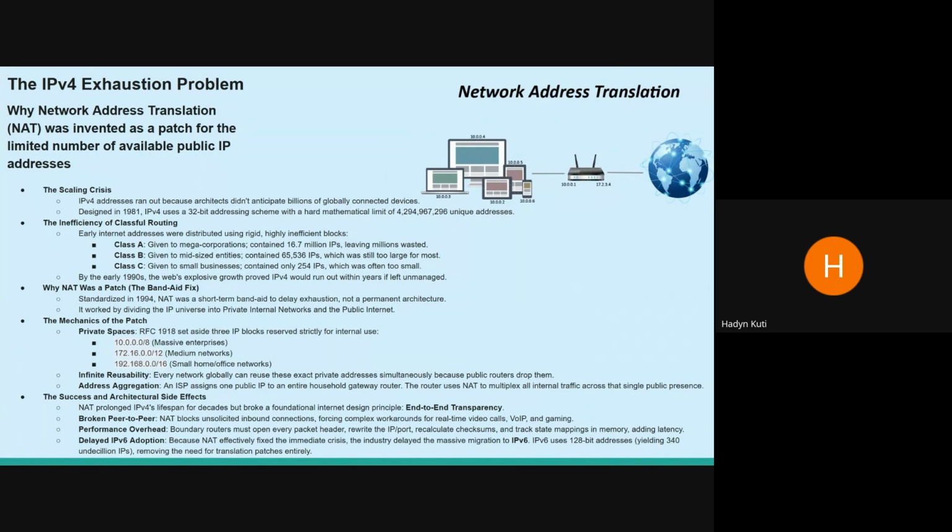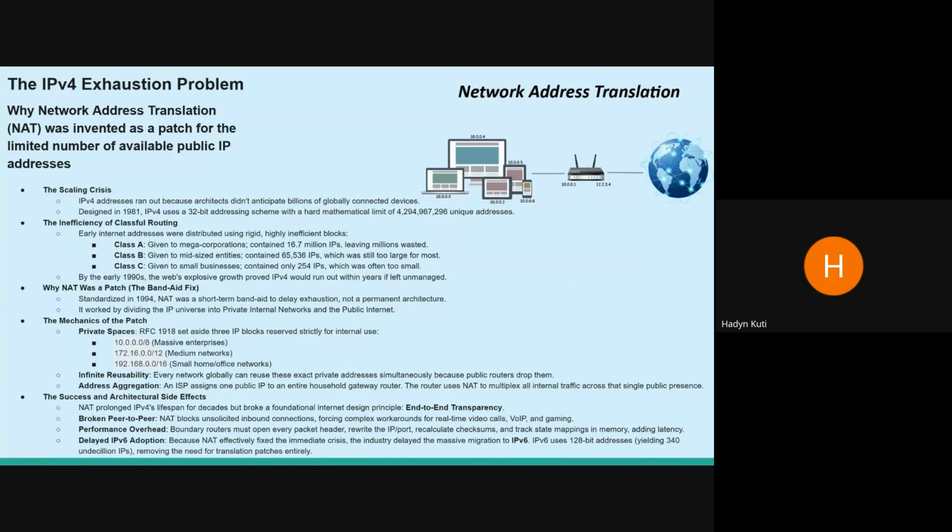We have the 10.0.0.0/8 for massive enterprises, 172.16.0.0/12 for medium networks, and 192.168.0.0/16 for small home or office networks. This has infinite reusability since every network globally can reuse these exact private IP addresses simultaneously because public routers drop them. Address aggregation: an ISP assigns one public IP to an entire household gateway router.